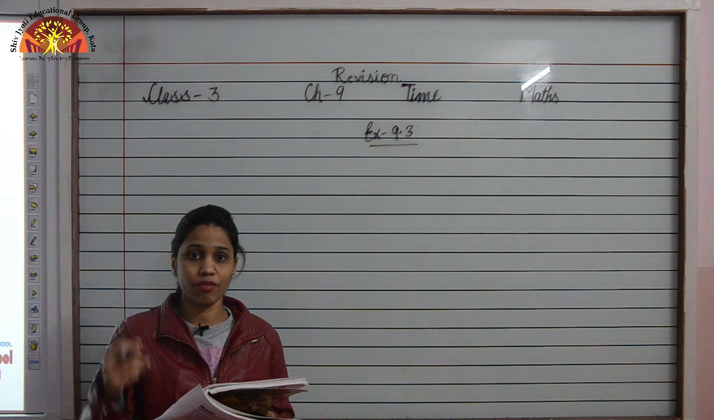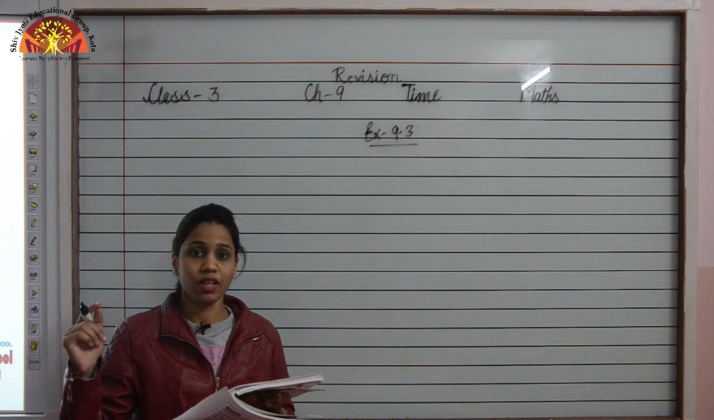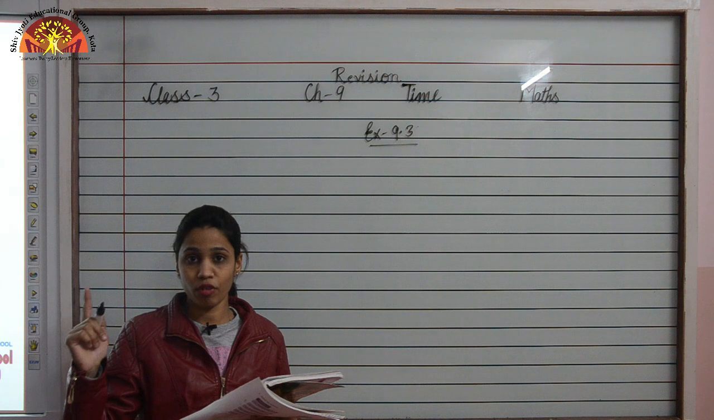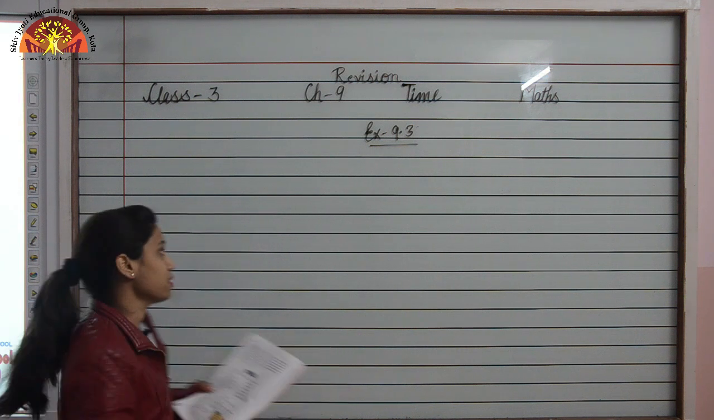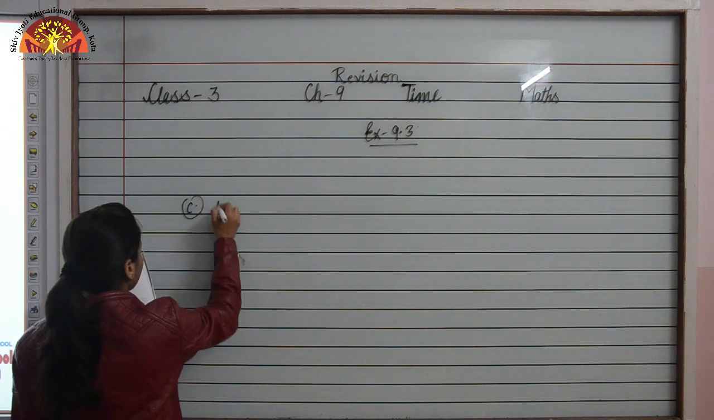So let us start with the first month: January, February, March, April. Now the 4th month is April, so the 5th month will be May. After April we have May. Hence the answer is May.